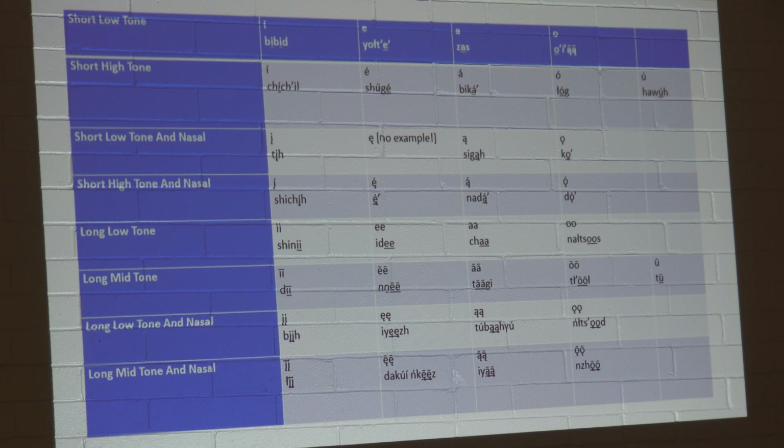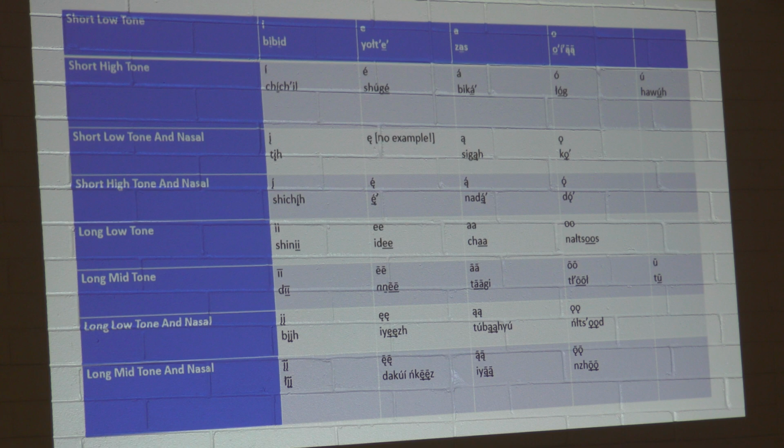Deer, yaj, egg. Tubahu, at the edge of the water, at the edge of the river. Tzod, I think that's something like bullet. And then thi, long mid-tone and nasal. Thi, that's the horse. Daquin-kaz, that means what time is it? Iyan means he or she is eating something. And Jon means it's good, it's nice.